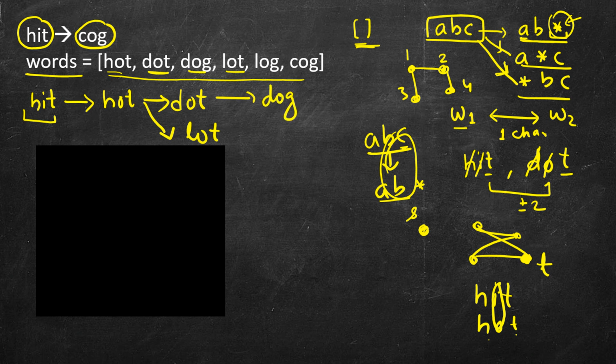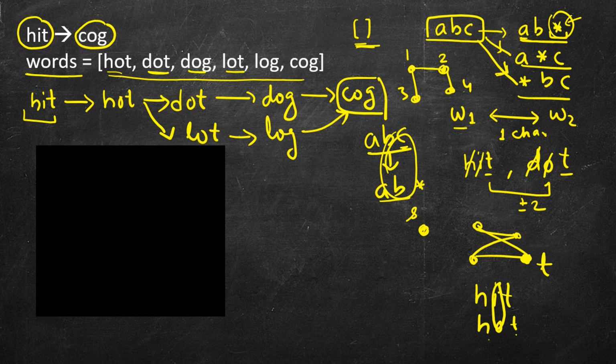and no other word. From lot we can go to log. From dog we can go to cog, and from log also we can go to cog, and this is the final word, so we don't need to check further. If we go further and maybe there is another path, that will be longer.